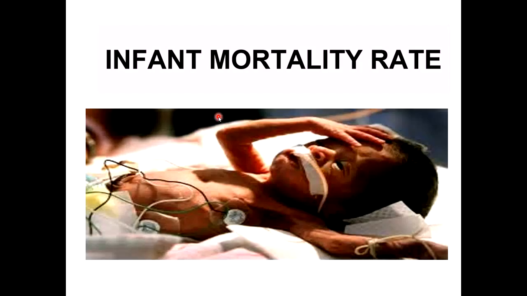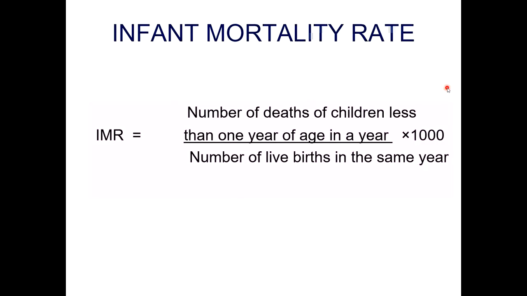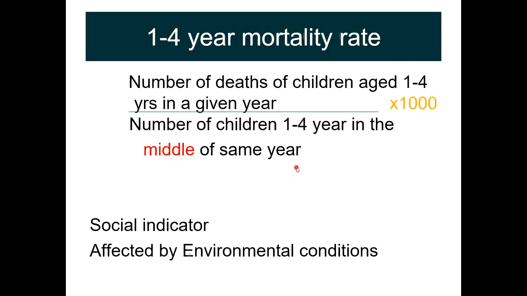So the infant mortality rate, the death of the child from day 1 up to 1 year of age, is known as infant mortality rate. The most sensitive indicator, as you can see, from birth it can extend up to 1 year. So the number of deaths of children less than 1 year of age in a year divided by the total number of live births in the same year in the same place into 1000 will give you infant mortality rate.